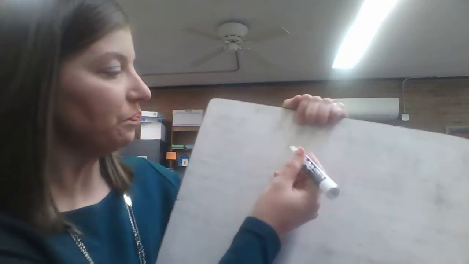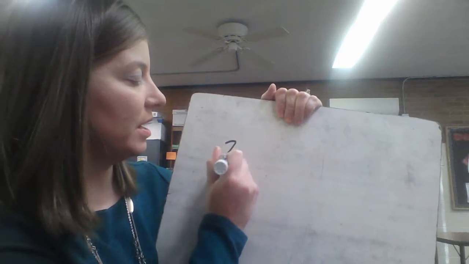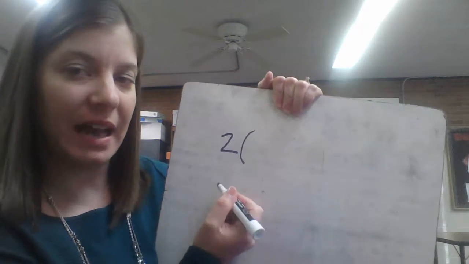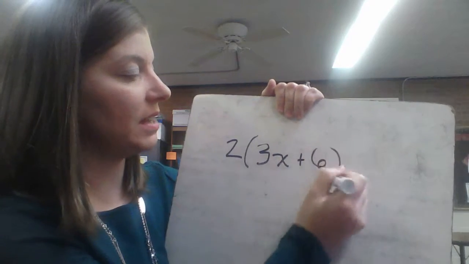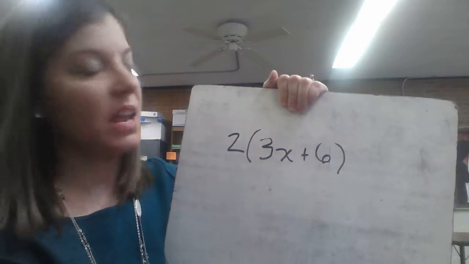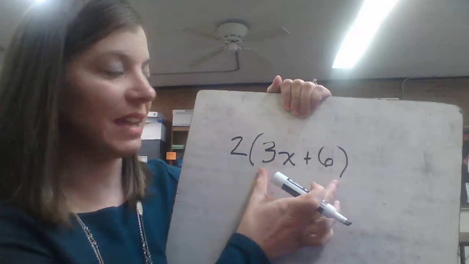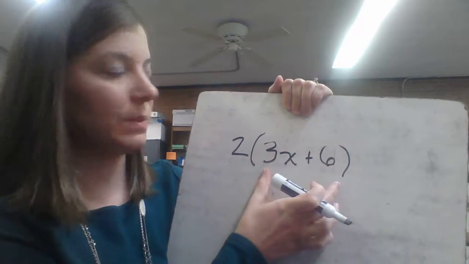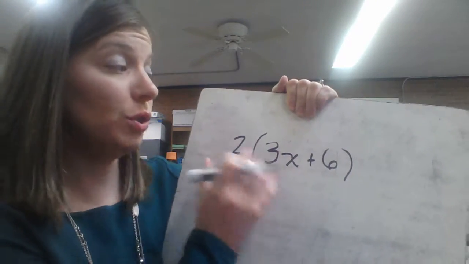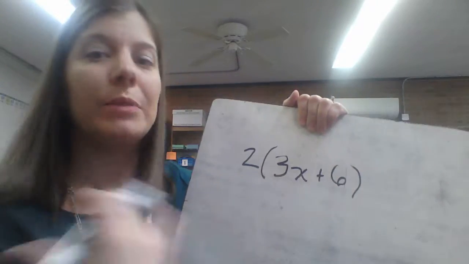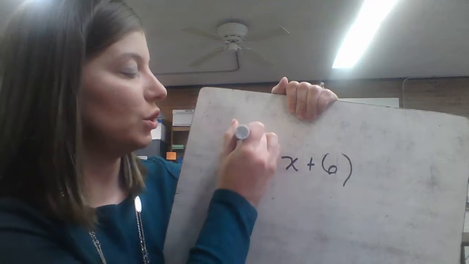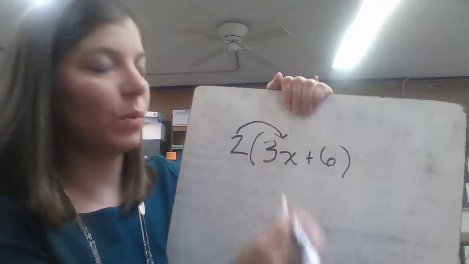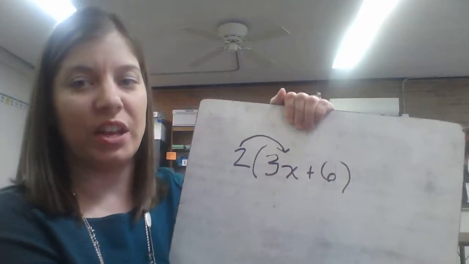What the distributive property says to do is that whatever number is on the outside of the parentheses, you are going to multiply it to everything on the inside. So this is saying if I have a basket and inside the basket is 3x plus 6, I have two baskets of 3x plus 6. So how much should I have altogether? Whatever's on the outside, you multiply it to everything on the inside.